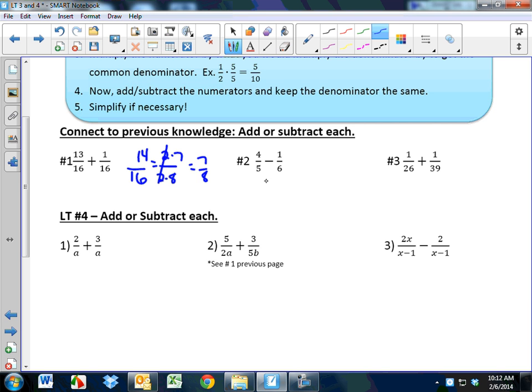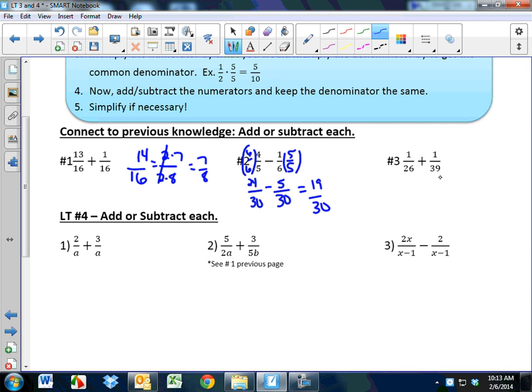In example 2 here, when the denominator is 5 and 6, you'd first have to find the common denominator, which is 30, and change them both to fractions with denominator 30. So that would require you to multiply the 1 over 6 by 5 over 5, which would make 5 over 30. And it would require you to multiply the 4 over 5 by 6 over 6, giving you 24 over 30, and then you subtract the tops to get 19 over 30.